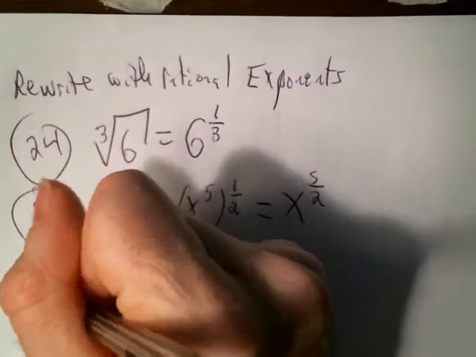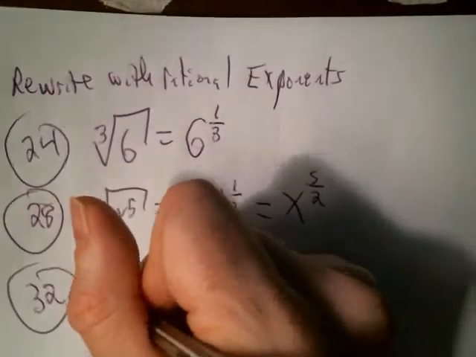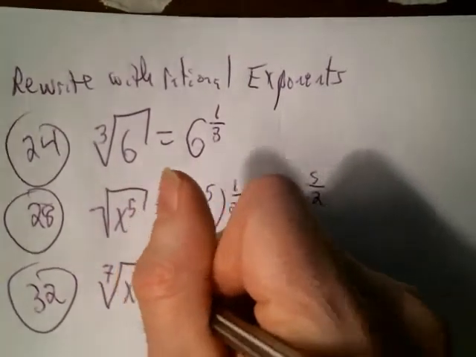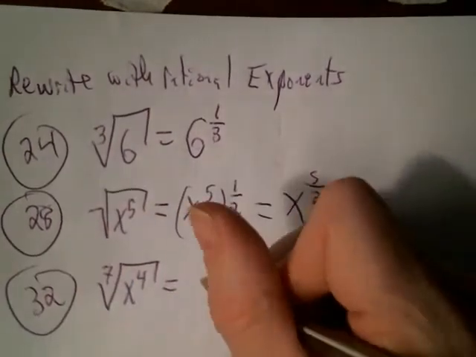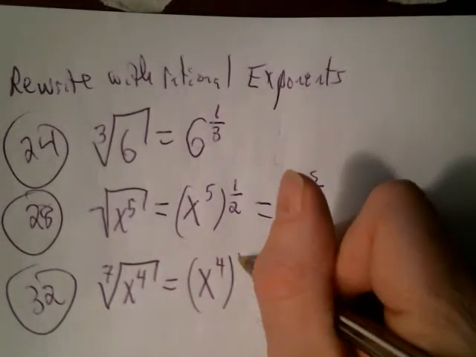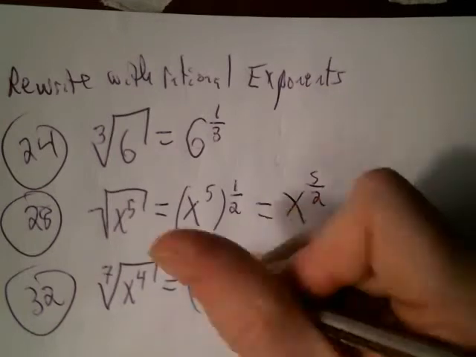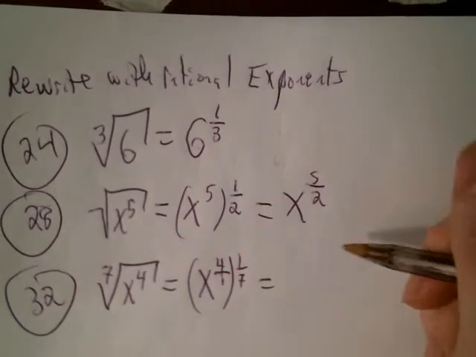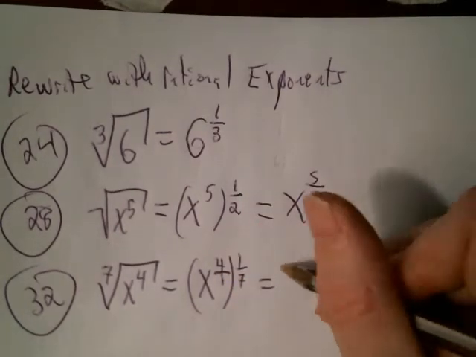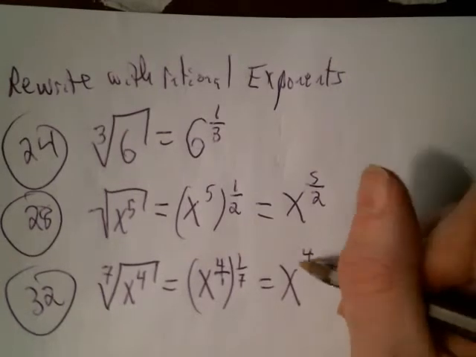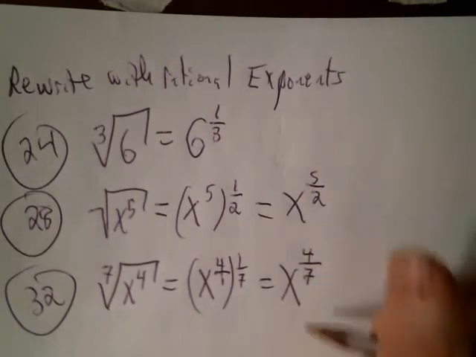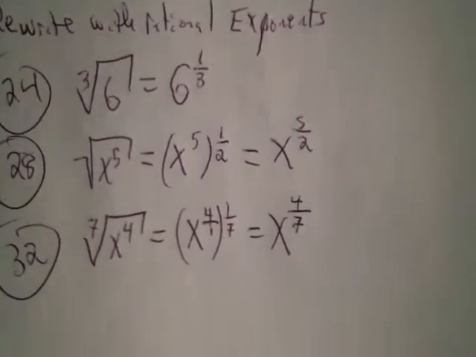Let's try 32. So I have the 7th root of x to the 4th. So that's the same as x to the 4th to the 1/7. And then if you multiply out your exponents, if you forgot, you consider 4 is the same as 4 over 1, and then multiply straight across. So you get x to the 4 times 1 all over 7 times 1, x to the 4/7.